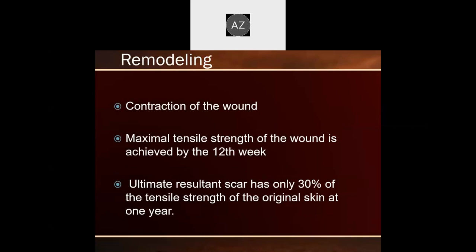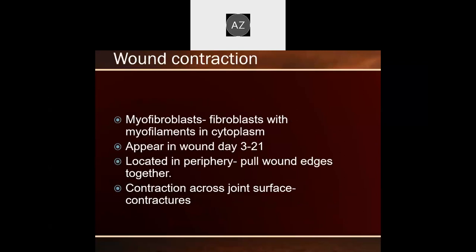The maximal tensile strength of the wound is achieved by the 12th week. The ultimate resultant scar has only 30% of the tensile strength of the original skin at 1 year. And even when we've completed healing, we are only able to achieve between 70 to 80% of the original strength of the tissue that was present.